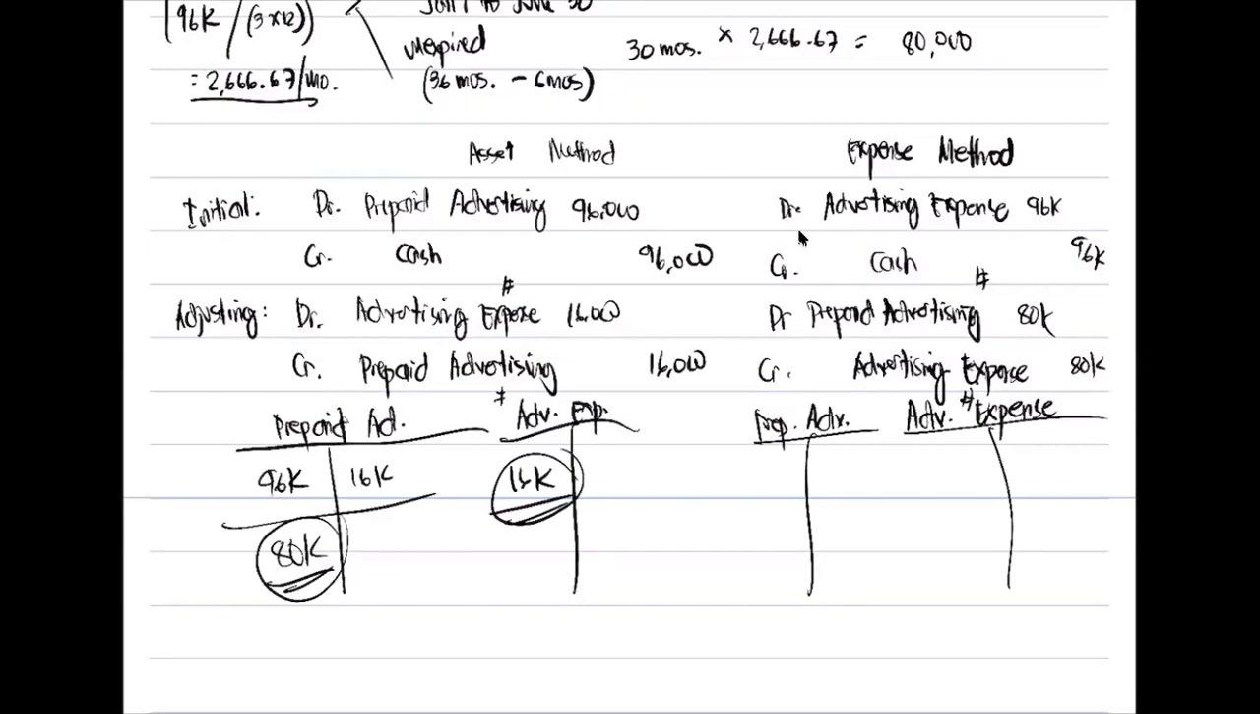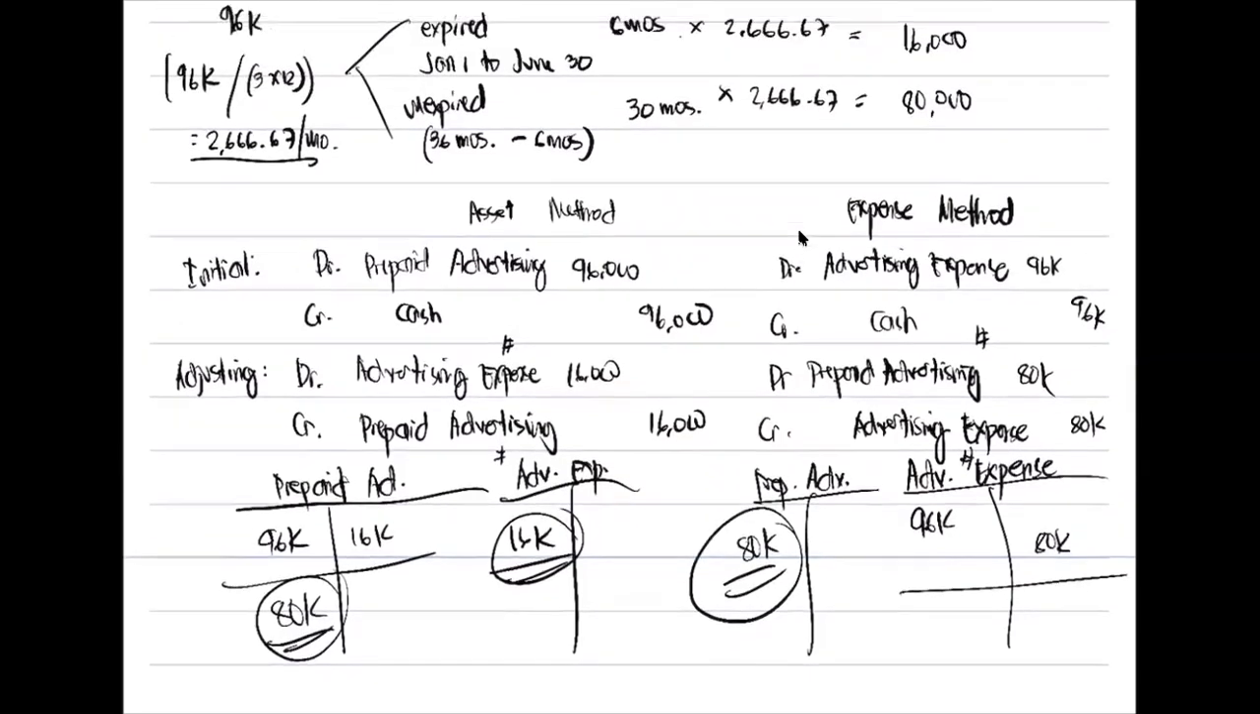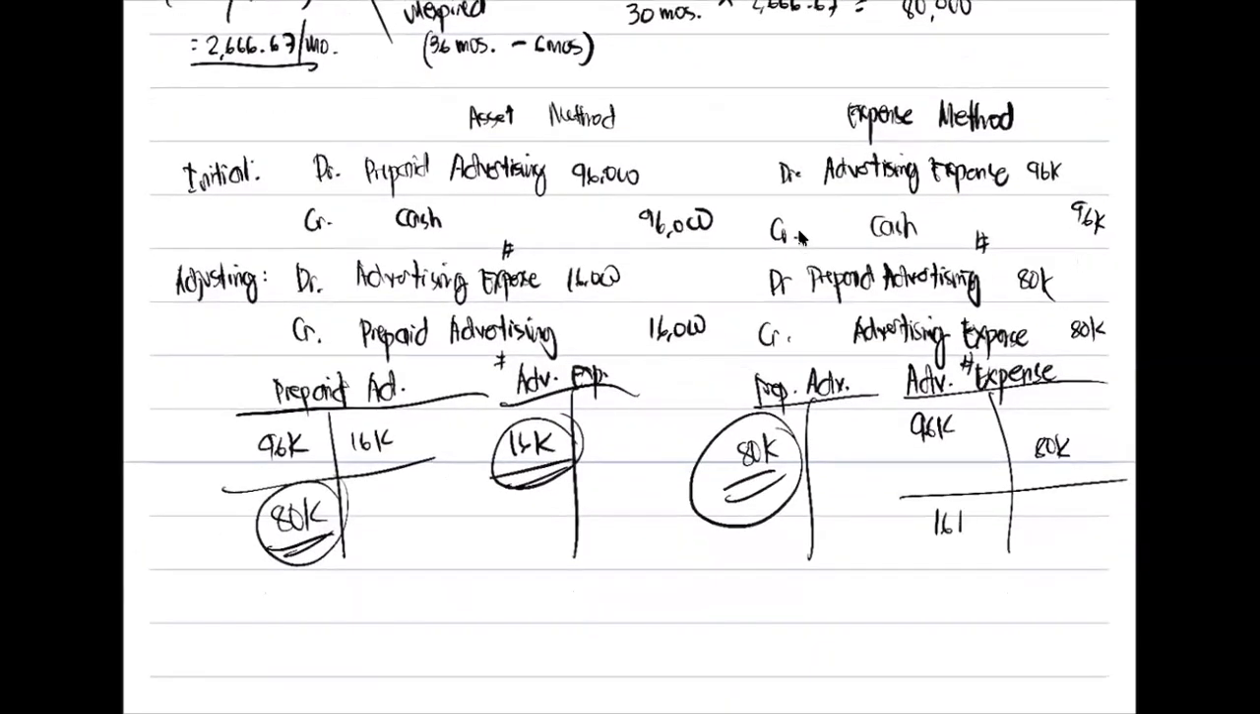Initially, we debit advertising expense of 96,000. And then subsequently, you recognize 80,000 prepaid advertising, and you decrease the advertising expense by 80,000. So prepaid advertising is 80,000. The balance of advertising expense is 16,000. Okay. So again, either method, asset or expense, we will get the same amount.